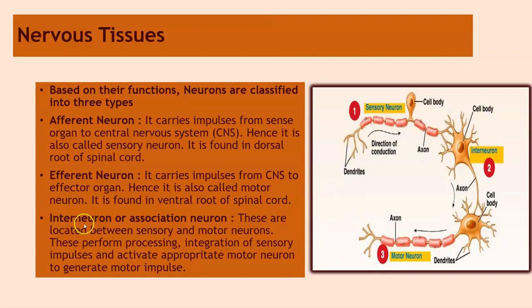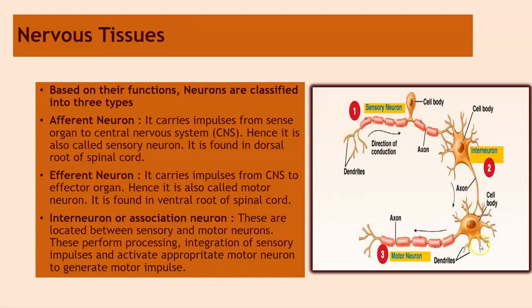Then we have the interneuron or the association neurons. Now these are located between your sensory and motor neuron. Have a look at this image here, which is labeled as 2. This is your interneuron. You can see it is present between your sensory neuron and the motor neuron. What are the functions? These perform processing, integration of the sensory impulse, and activate appropriate motor neurons to generate motor impulses.